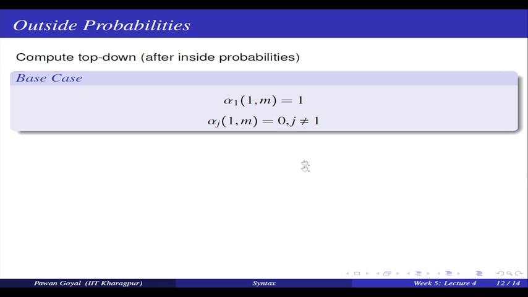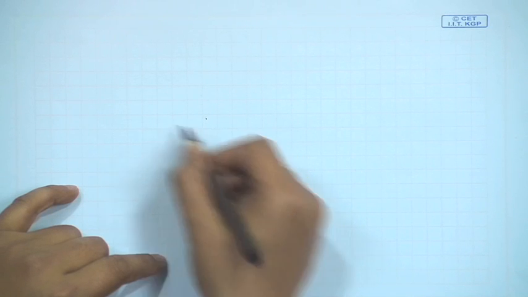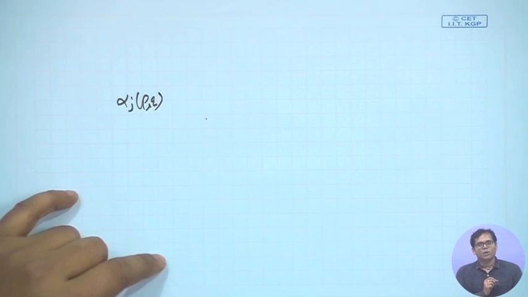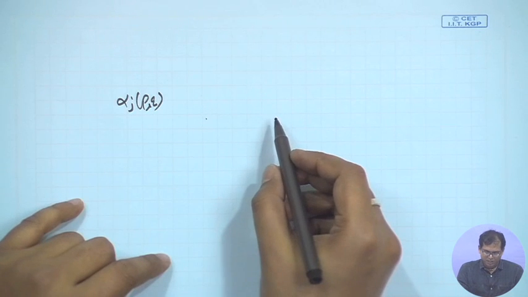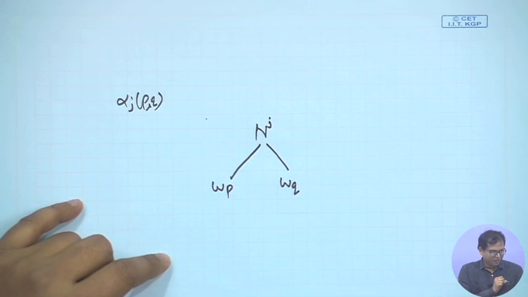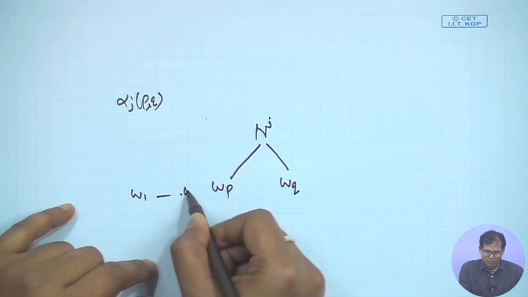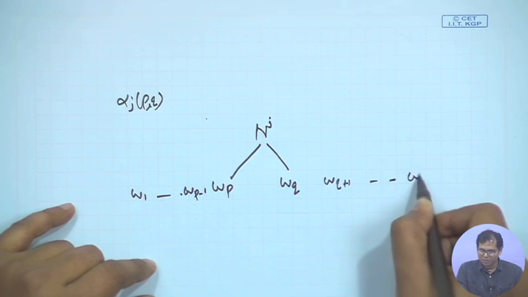Now, what will be the inductive case? I have to compute it in a top down fashion. Can you think of the inductive case here? What I am showing here are the two possibilities of this inductive case. Let me show it quickly on the paper. I have to compute alpha j p q, and I am going top down. What is alpha j p q? I have a non-terminal N j that derives w p to w q, and everything else, w1 to w p minus 1 and w q plus 1 to w m, is there in the sentence.